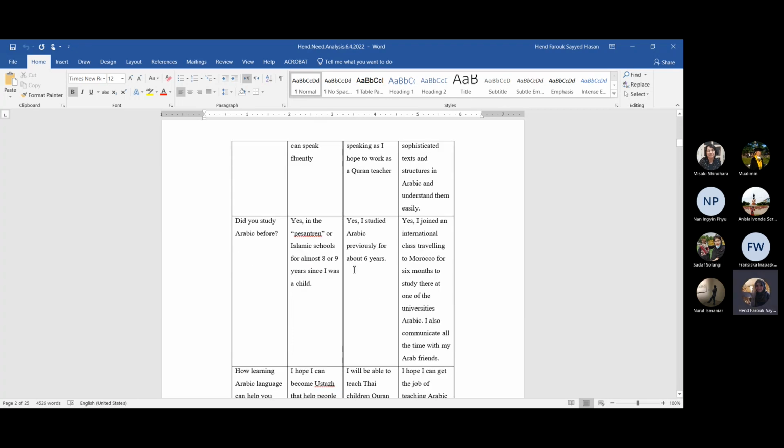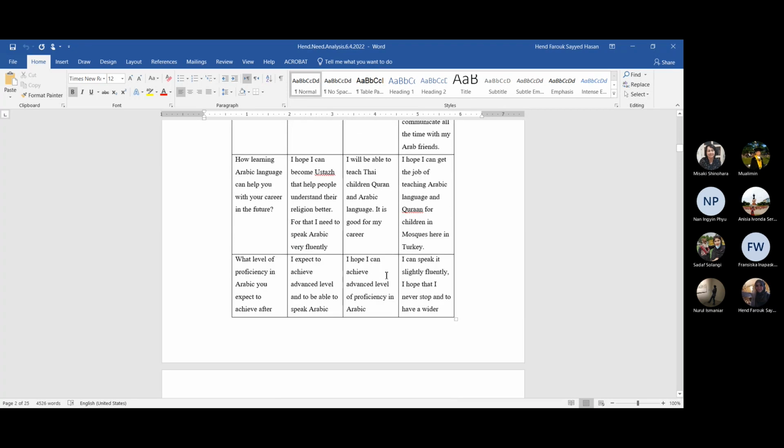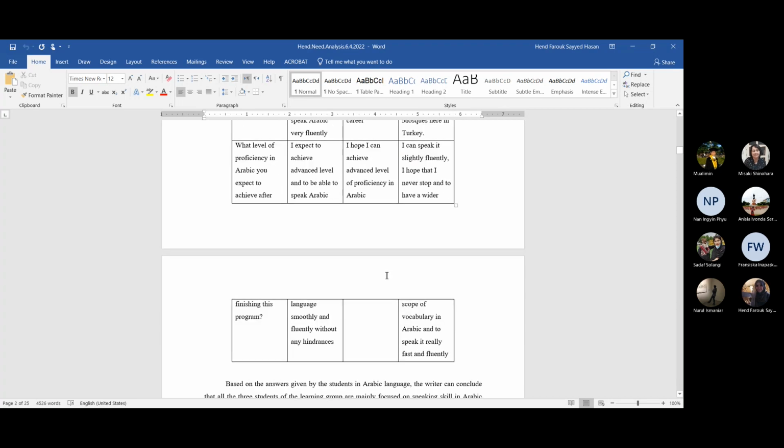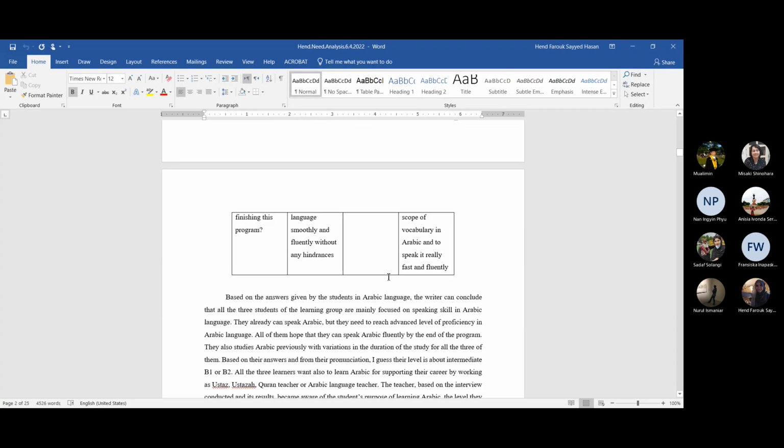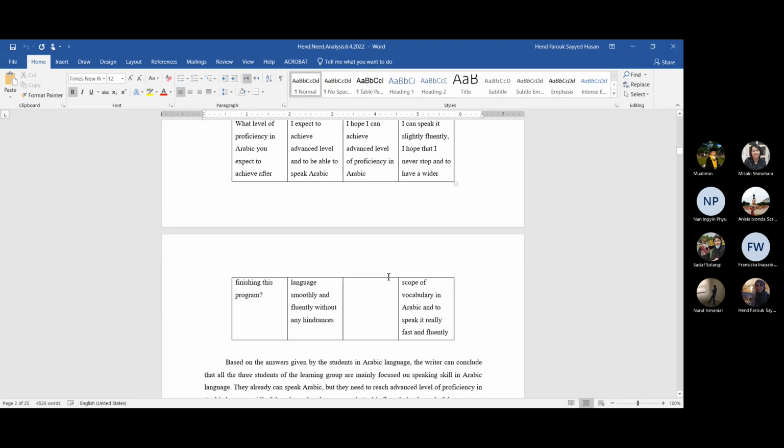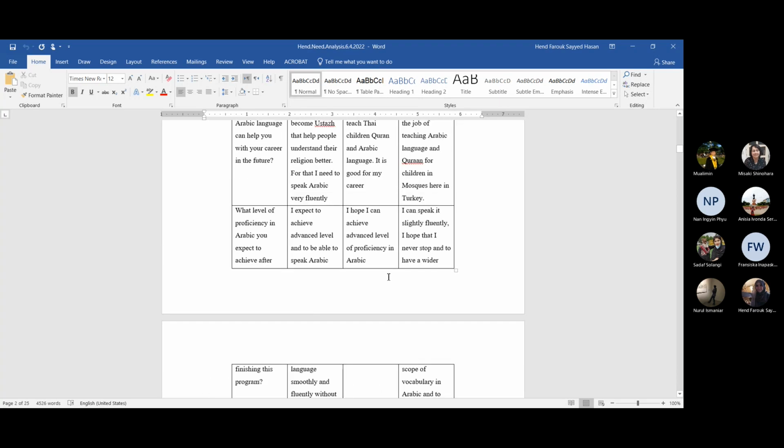Okay, others? Yes. I have a question related to the language, because let's say for speaking actually, I think there are two kinds of Arabic. Let's say either Fusha or Amiyah, right?